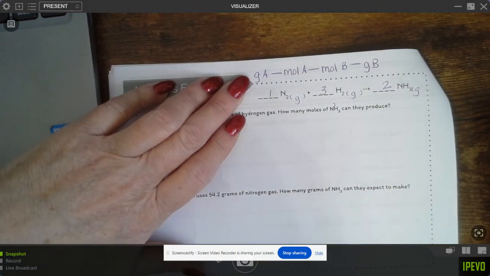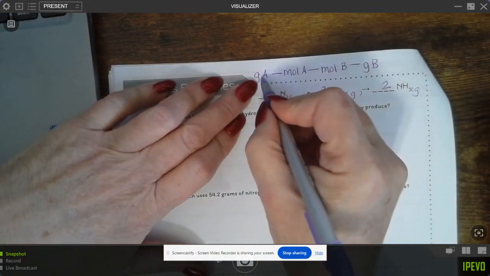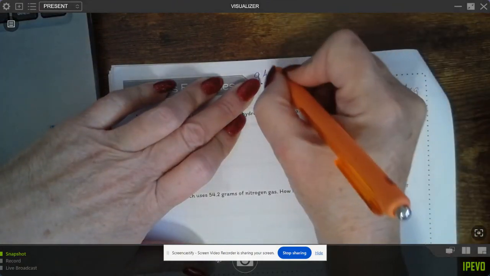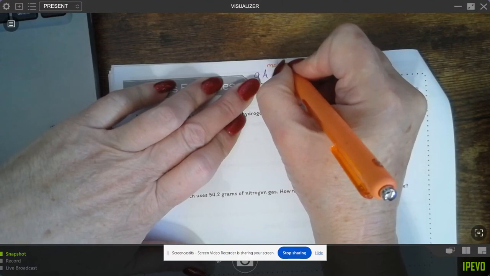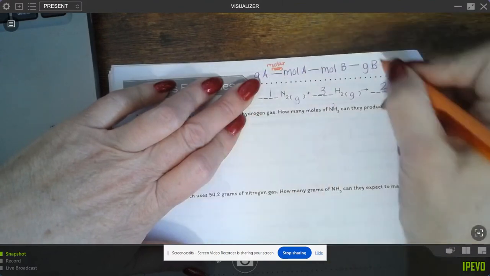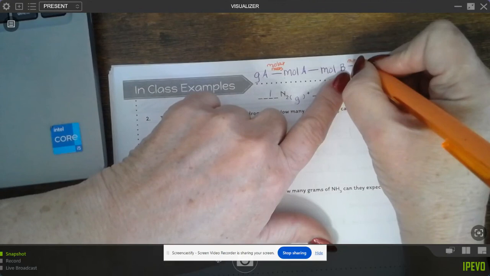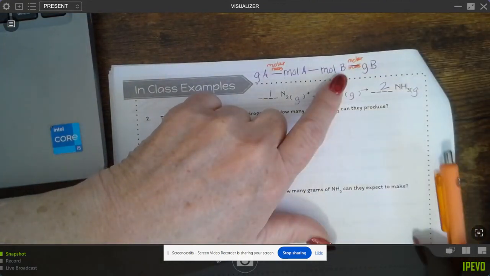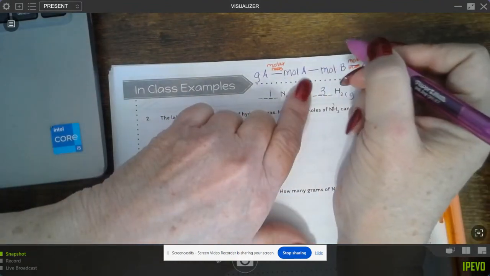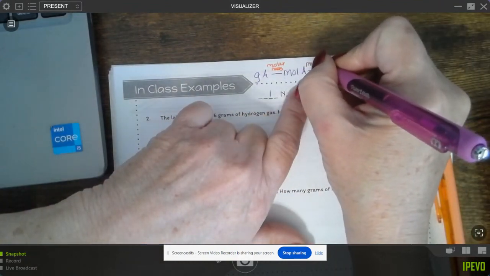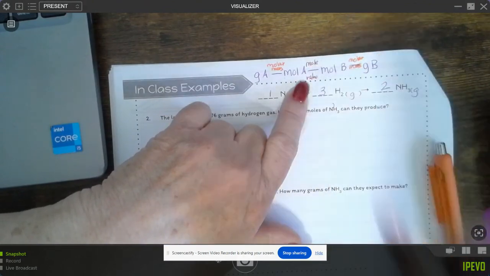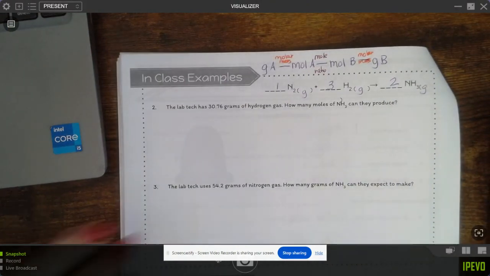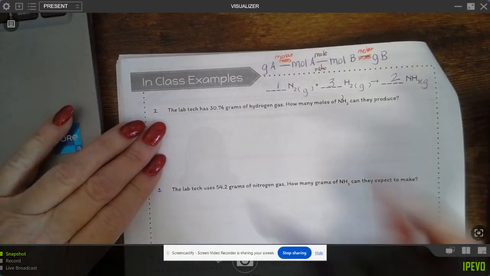Now, just to note, when you're going from grams to moles, you're always going to use the molar mass. When you're going from moles to grams, you're always going to use the molar mass. When you're going from moles of one substance to moles of another, you're going to use the mole ratio. So that should help you know what you need to do in those steps.